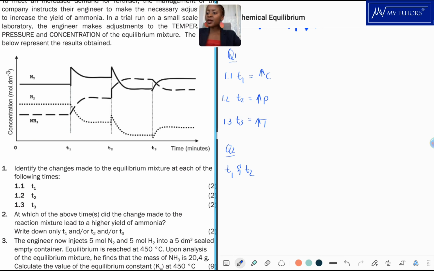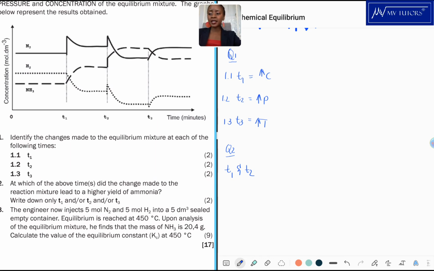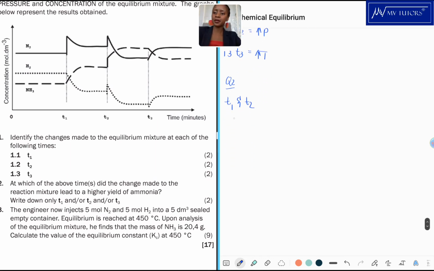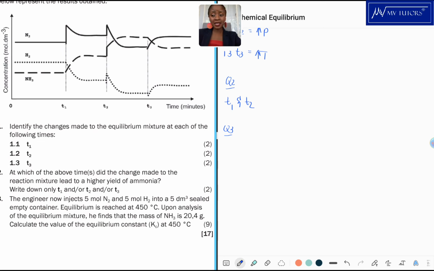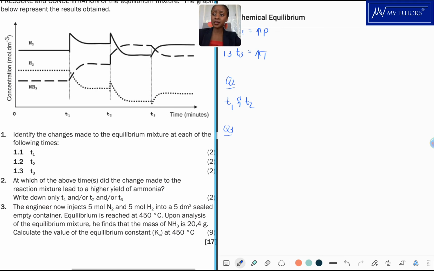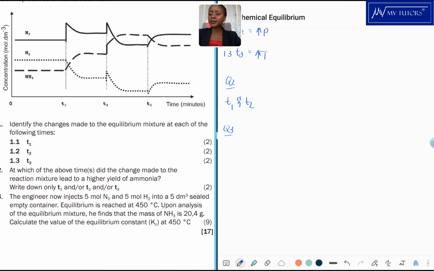Okay, and then question 3, it says the engineer, let me just take this page up. So these questions are going by quite quickly, which is good. The engineer now injects 5 mole of nitrogen, 5 mole of hydrogen into a 5 cubic decimeter sealed empty container. Equilibrium is reached at 450 degrees. Now, upon analysis of the equilibrium mixture, he finds that the mass of ammonia is 20,4 grams. Calculate the value of the equilibrium constant at 450 degrees Celsius.